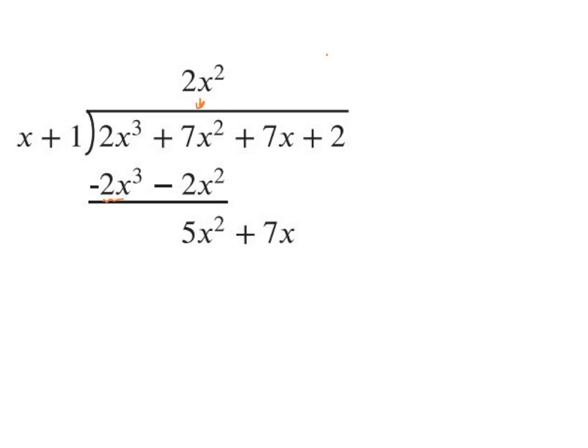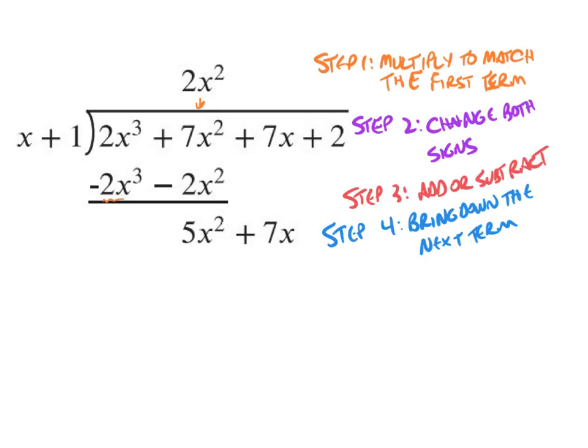So step 1, multiply to match the first term, sign and all. Step 2, change both signs. This is important. Sometimes people remember to change one sign, but they often forget to change the second sign. Step 3, add or subtract. Remember, same signs add, different signs subtract. Don't worry about which one is negative, which one is positive. Same signs add, different signs subtract. Step 4, bring down the next term.